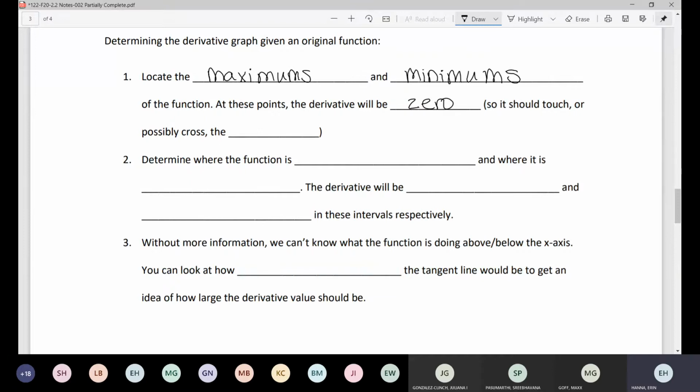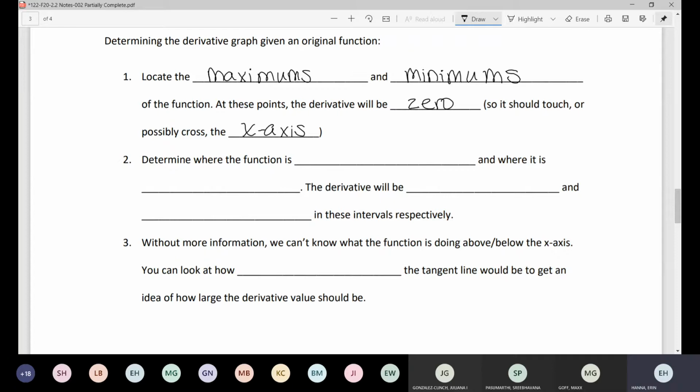So when I say the derivative is 0, the thing that's going to tell us about the graph is that it should either touch or possibly cross the x-axis. It doesn't need to cross, it just has to touch, but usually it crosses. So we locate these x values of the maxes and mins, and those are going to tell us where the derivative graph is going to touch the x-axis. That is usually, like 85% of the time, enough information already, but sometimes you need a little bit more.